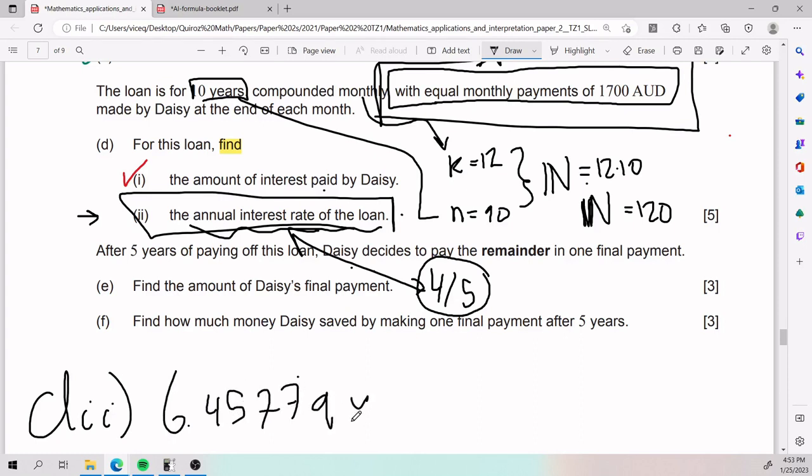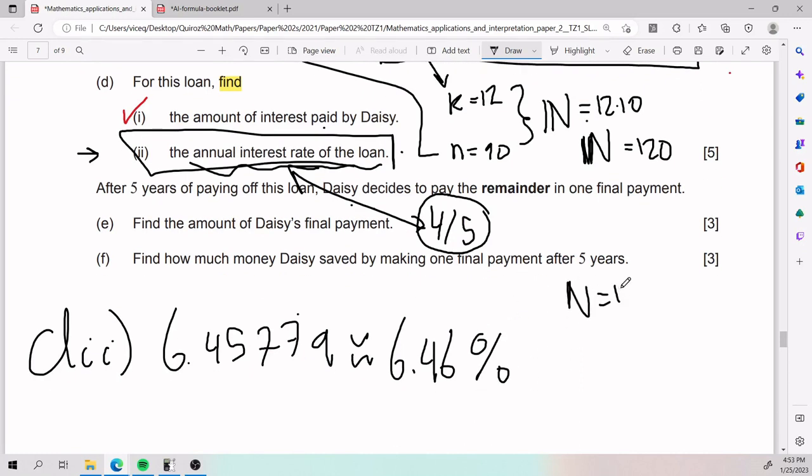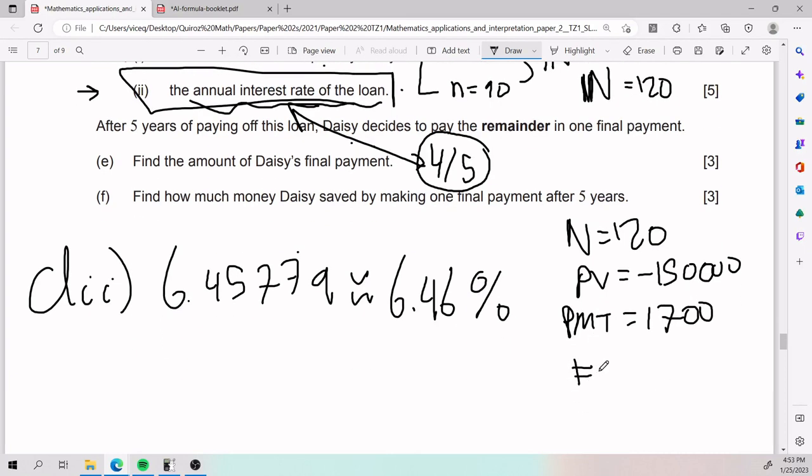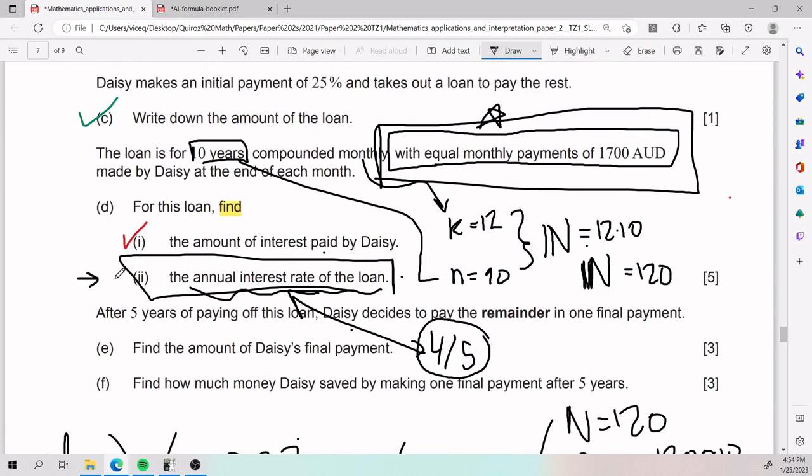6.45779, same thing as writing 6.46%. How do you show your work? You show your work by writing that N is 120, that PV is this, that PMT is this. You basically write what you put into your calculator. If you want to make sure that you're getting full credit, you can even go Apps, Finance, and write this, and you're going to get full credit. Trust me on that. But anyways, that is part D double I.